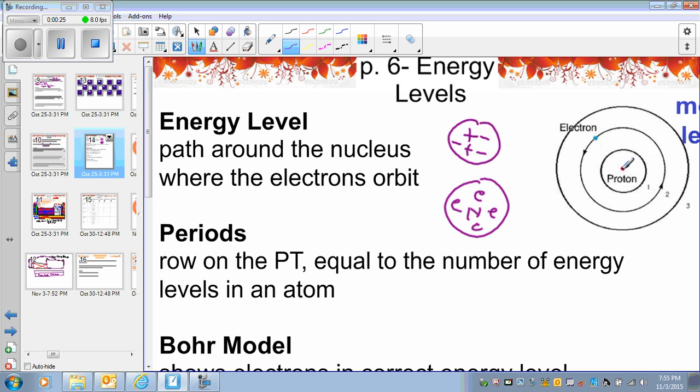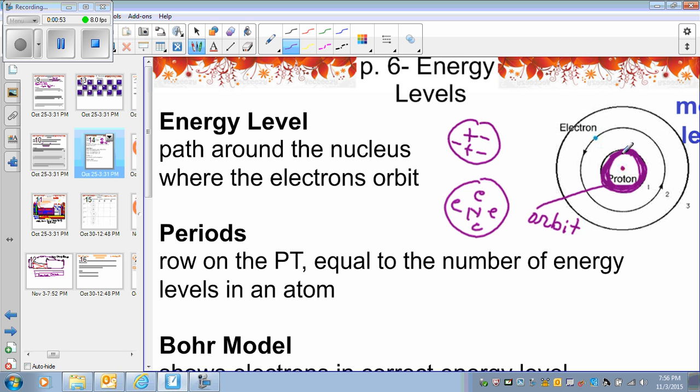a nucleus in the center and the electrons orbit around the nucleus, just like planets orbit around the sun. So we call it a planetary model. And this path that is followed by the electron as it is orbiting around the nucleus, this path where the electron is revolving, is called an orbit.